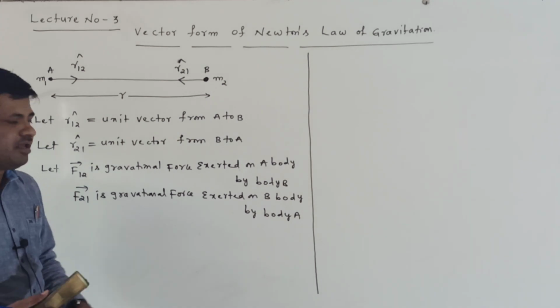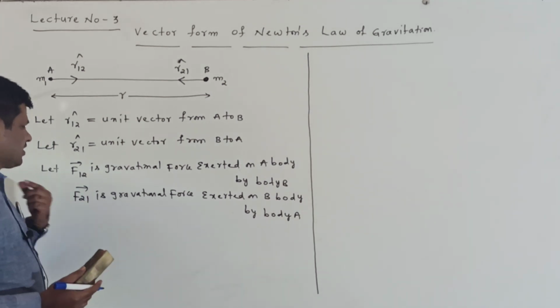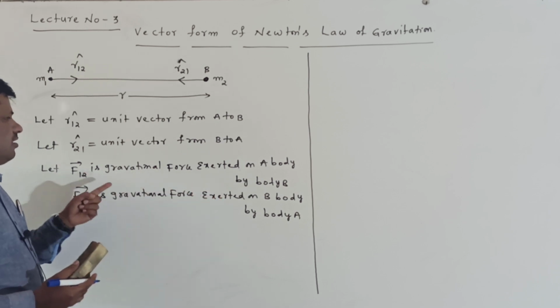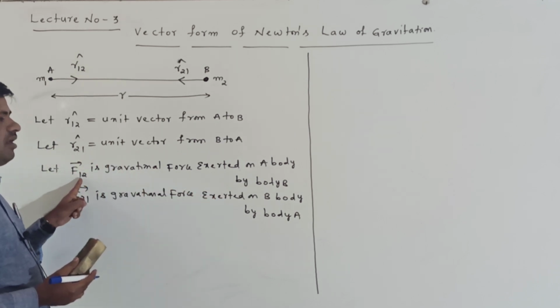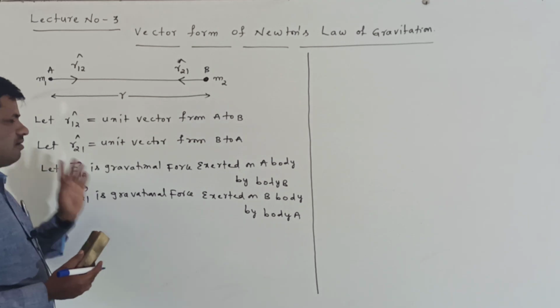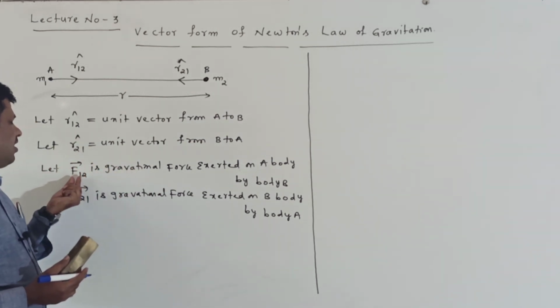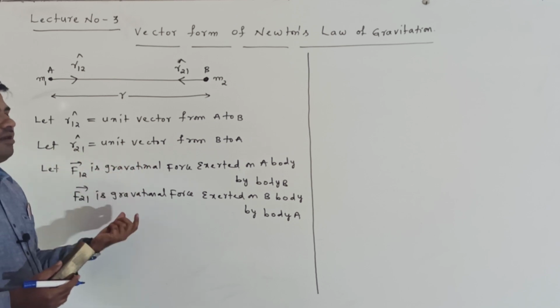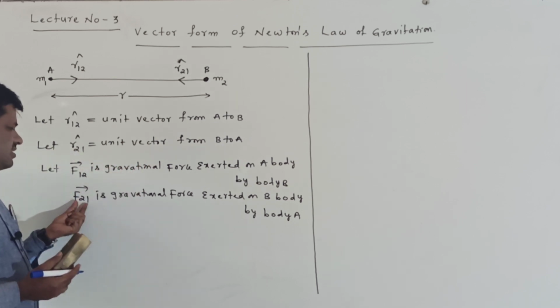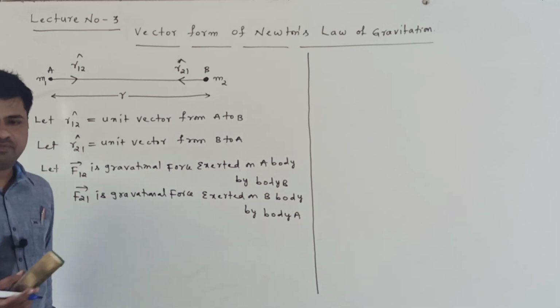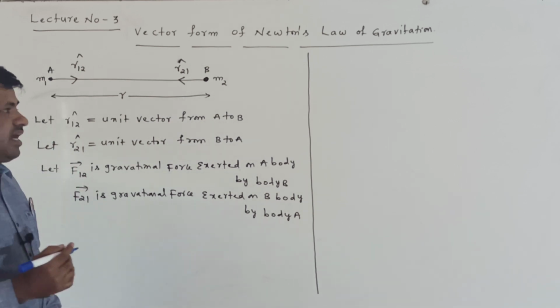M2 body means the second body, m1 body means the first body. F12 is the gravitational force exerted on the first body due to the second body. F21 is the gravitational force exerted on the second body due to the first body. This is the meaning of these two. Right, now we can understand clearly.